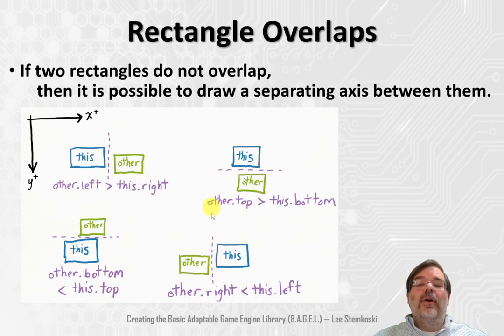If any one of these four cases is true, that means that the rectangles do not overlap. So, when we get down to writing some code, we'll check to see if rectangles do not overlap, and then we can negate that condition to determine if they do overlap. So that's the little bit of theory we need. In the next video, we'll talk about how we're going to set up the rectangle class.